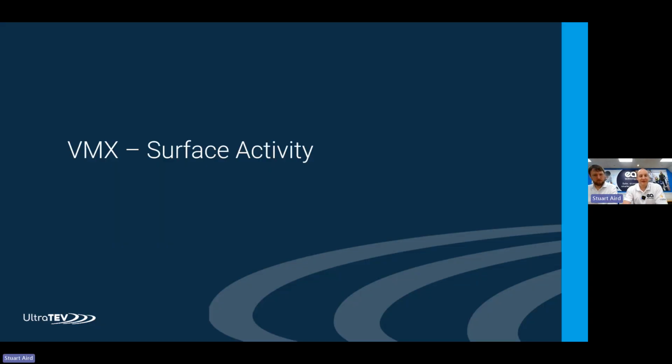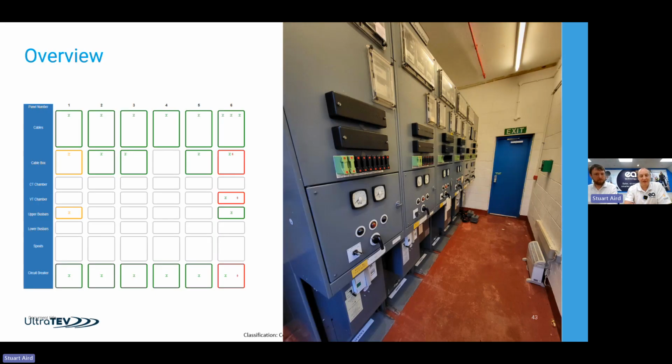Okay, and then the next one is a surface activity on VMX switchgear, but not necessarily in the normal area we would expect around the circuit breaker. We did find it in the bus bars on this occasion as well. But this does highlight that we don't always get transient earth voltages when we've got severe, quite extensive ultrasonic or surface related activity.